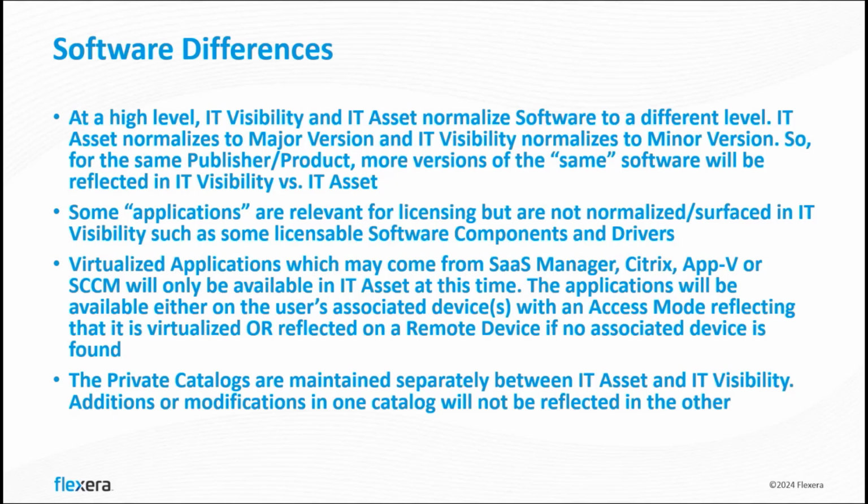Likewise for software differences. At a high level, IT visibility and IT asset management will have to normalize software to a different level, where from a software license management point of view, you can normalize to the major version level typically. IT visibility will have to normalize to the minor version level in order to facilitate its use cases. Some applications are relevant for license management and license optimization purposes, whereas others are not. And IT visibility's view is really to provide a yes or no related to its view of the software components seen in the hybrid IT estate.